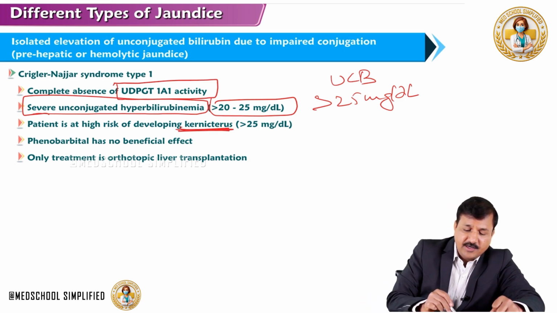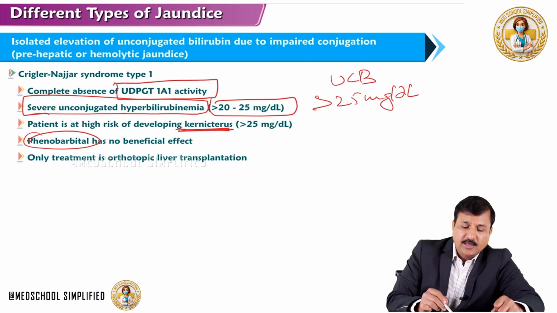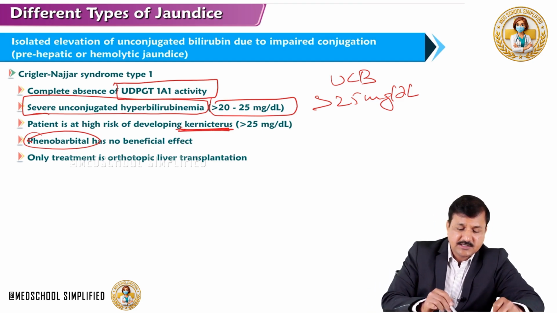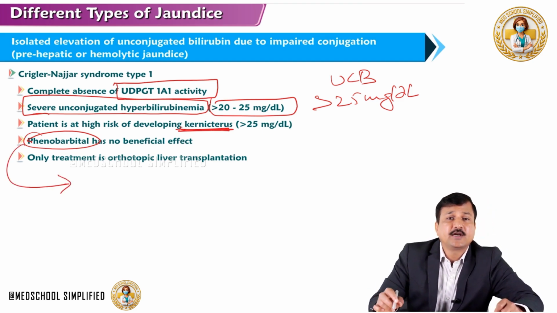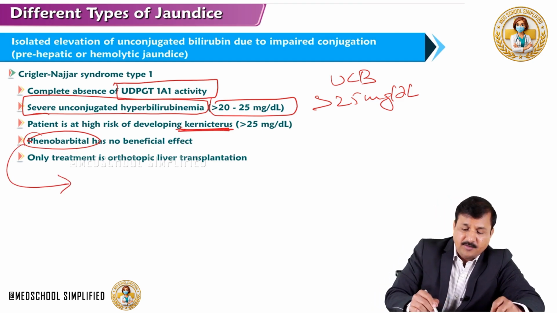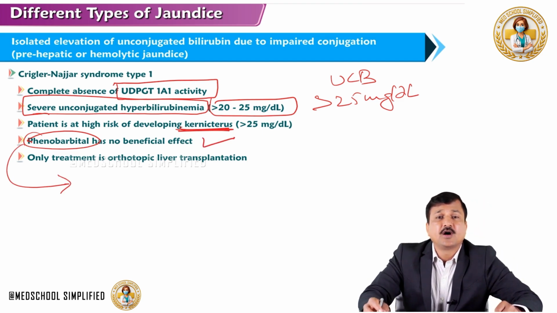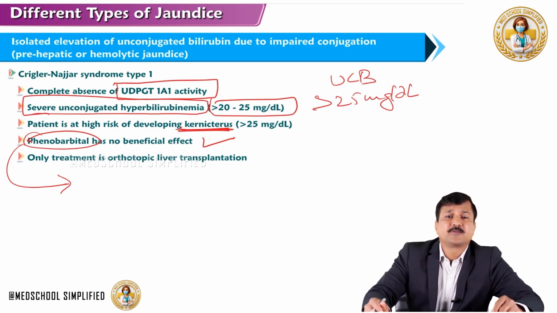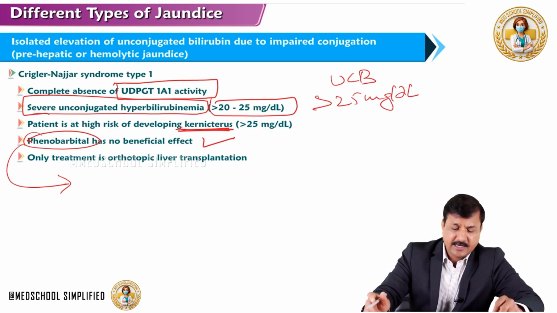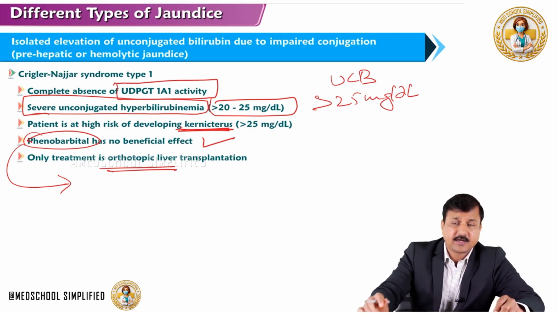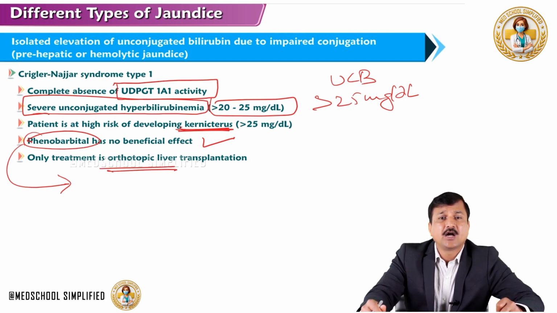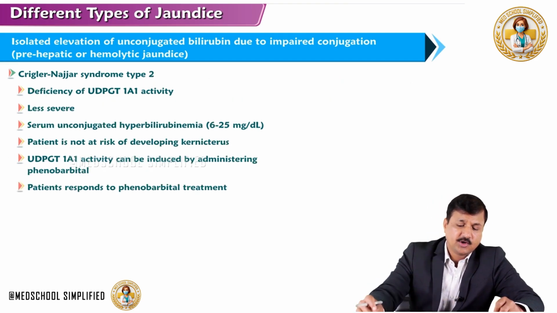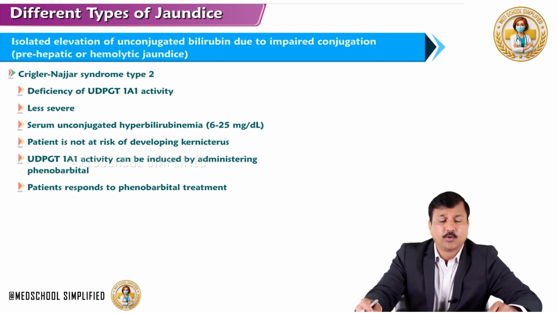Also, phenobarbital will fail to induce UDP-GT1A1 because the gene for that is completely mutated and absent. So phenobarbital has no effect in Crigler-Najjar syndrome type 1, because it fails to induce the UGT1A1 enzyme. The only treatment for Crigler-Najjar syndrome type 1 is orthotopic liver transplantation. Remember that.